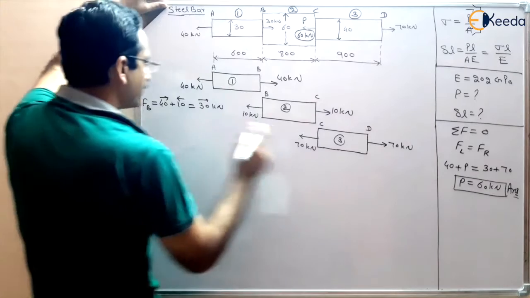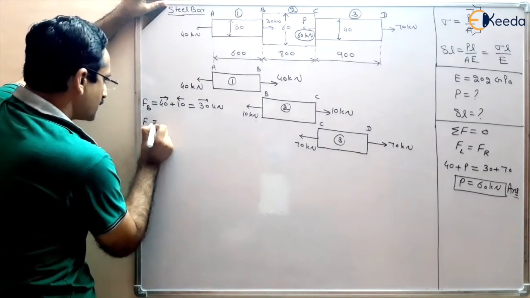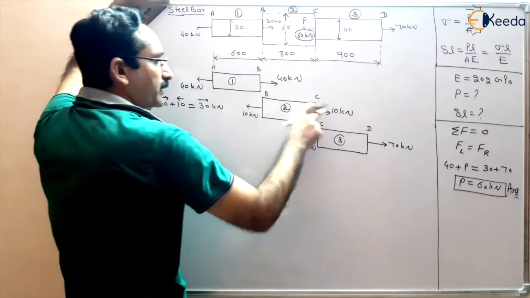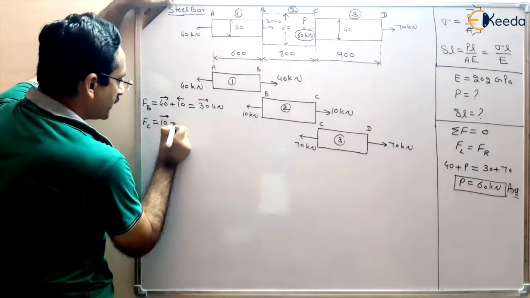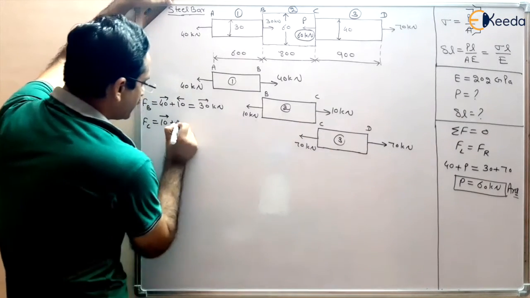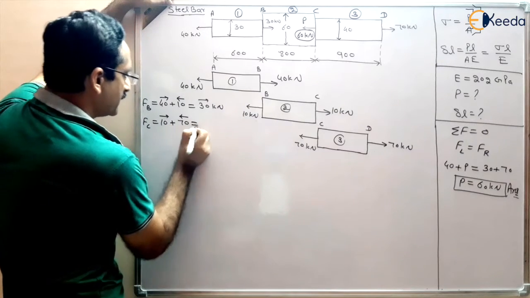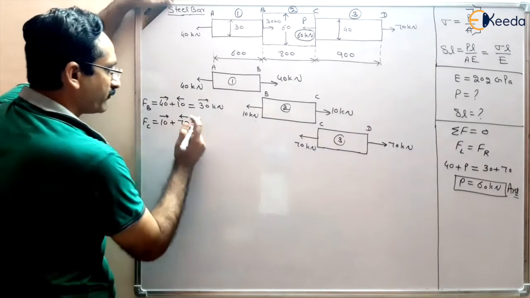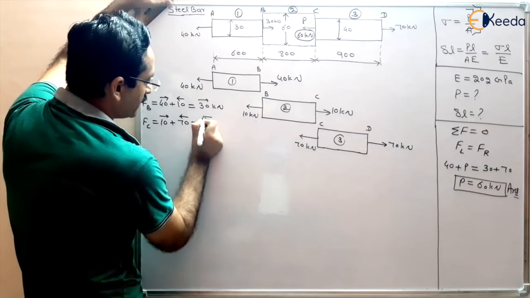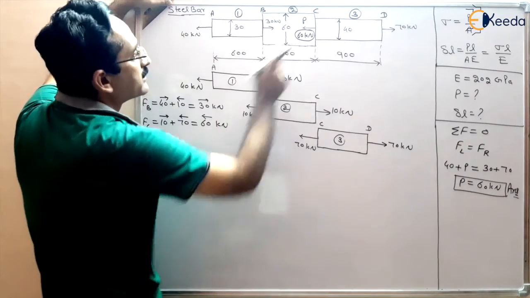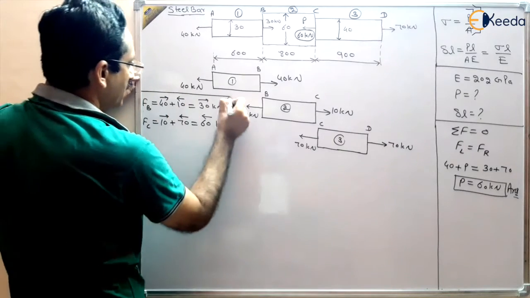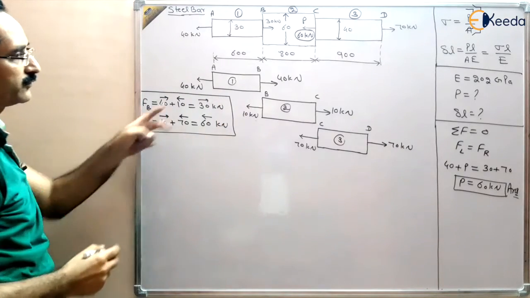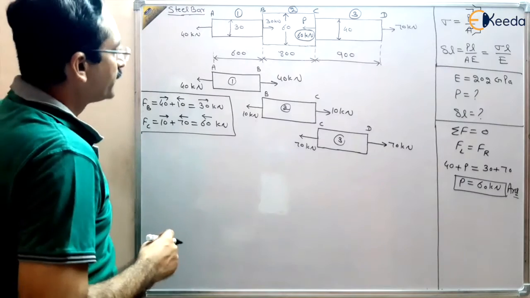Now let us check the force in C. In force in C, 10 kilonewton force is rightward, plus 70 leftward, so 70 minus 10, 60 leftward, so this is 60 kilonewton leftward. Let us check, 60 kilonewton leftward, right? So these are the forces in FB and FC, so we are doing the correct way, right?